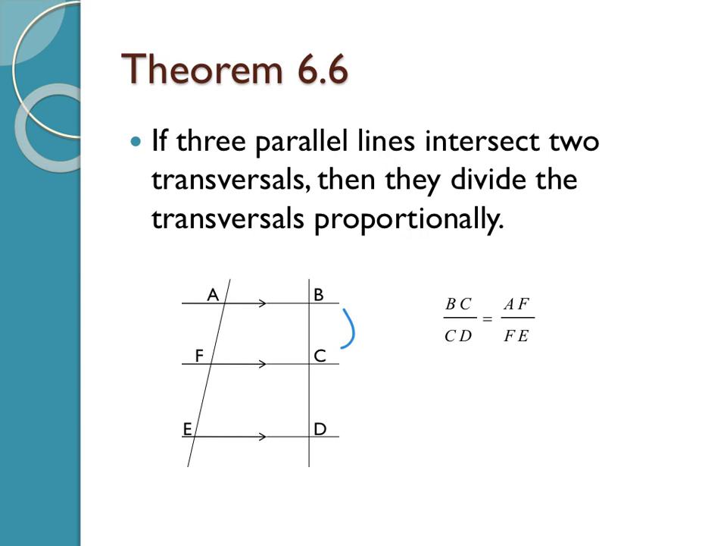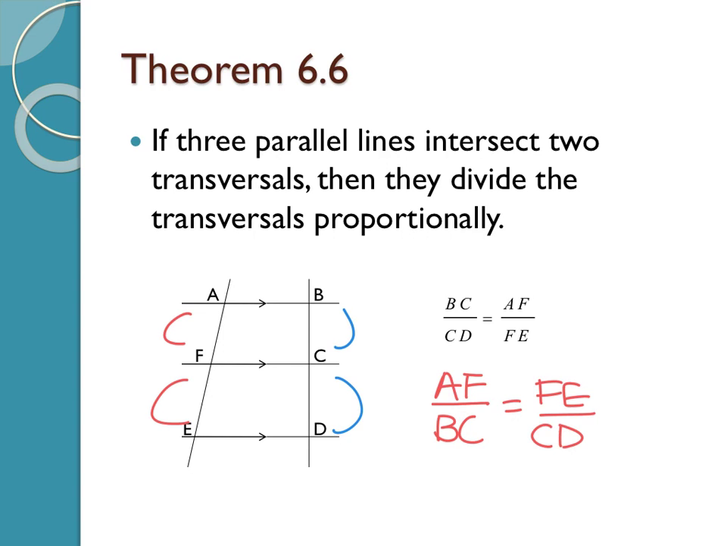So in this case, we've got BC over CD, so we went top right over bottom right, equals AF over FE, top left over bottom left. What happens if I wrote AF over BC equals FE over CD? So I went left, right, left, right. Okay, so just like with the triangles, I could have gone bottom, top, so I could say EF over AF, and that would equal what?